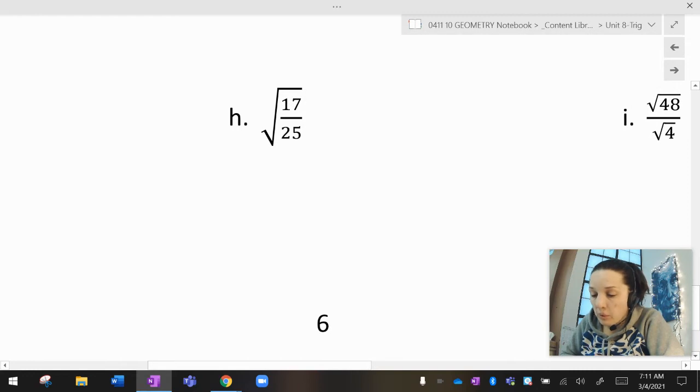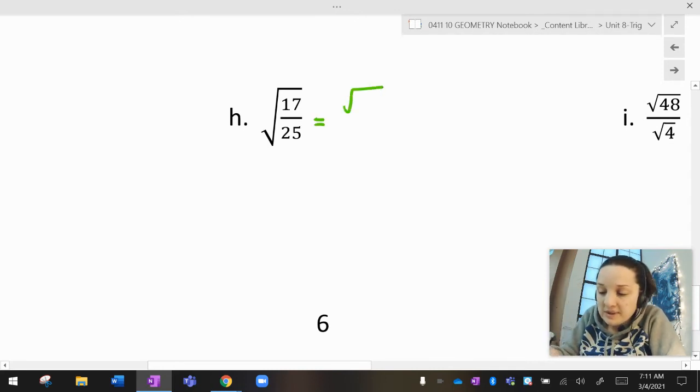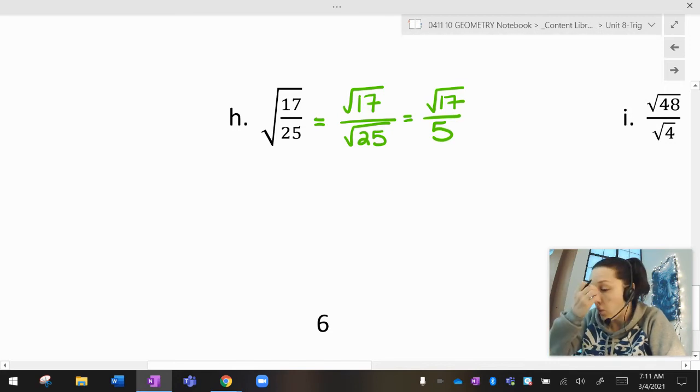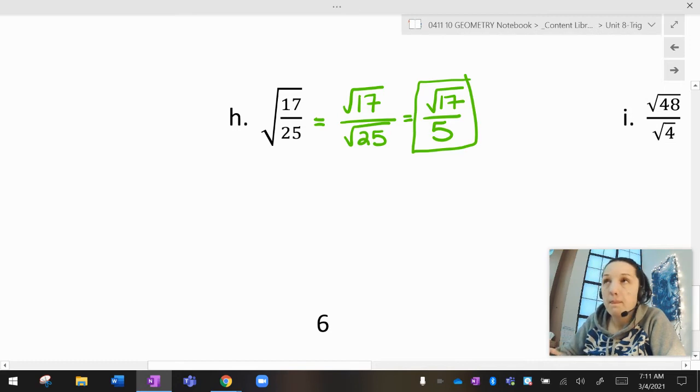Same thing over here. I have the square root of 17 over 25. So first I divide 17 by 25, and okay, I'm done. I can't do that. That doesn't simplify. So the other thing you can do is say, well, if I have one big radical, it applies to the top and the bottom. So this is the same thing as the square root of 17 over the square root of 25. Well, the square root of 25 is just 5, and 17 is prime. It doesn't have any perfect square factors other than 1. So this just stays radical 17 over 5.